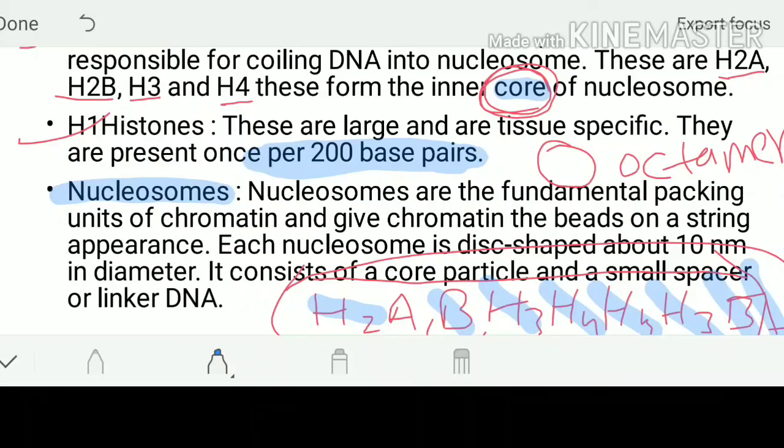And what is the location of H1? H1 is present here. H1 is not in the octamer; rather, H1 has its own structure, and after each histone octamer, H1 is present, which is also called linker DNA or spacer DNA. These are the nucleosomes, the fundamental packaging unit of chromatin. They are disc shaped, have a 10 nanometer diameter, and have 1 core particle and 1 linker DNA. So this complete structure is a nucleosome.